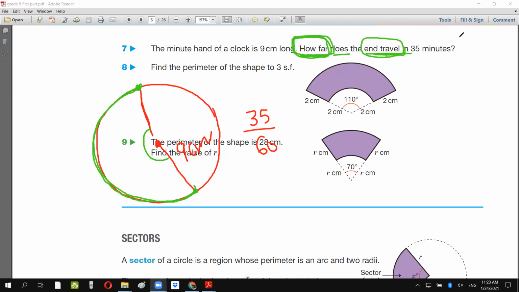Yes, teacher, but they said 35 minutes, not 60. 35. I wrote 35. I want 35 out of what? Total is 60. Yes or not? Yes, but I don't understand why we have to find all this curve.